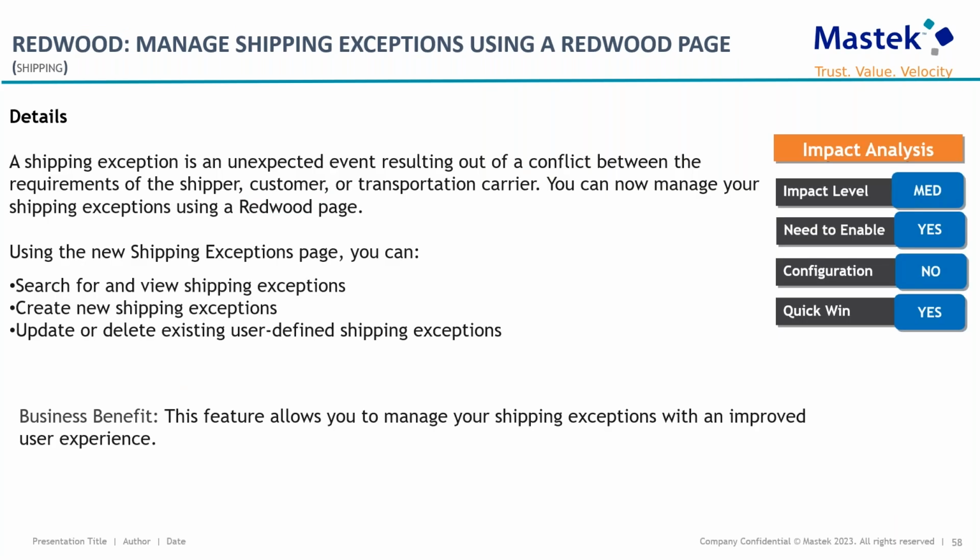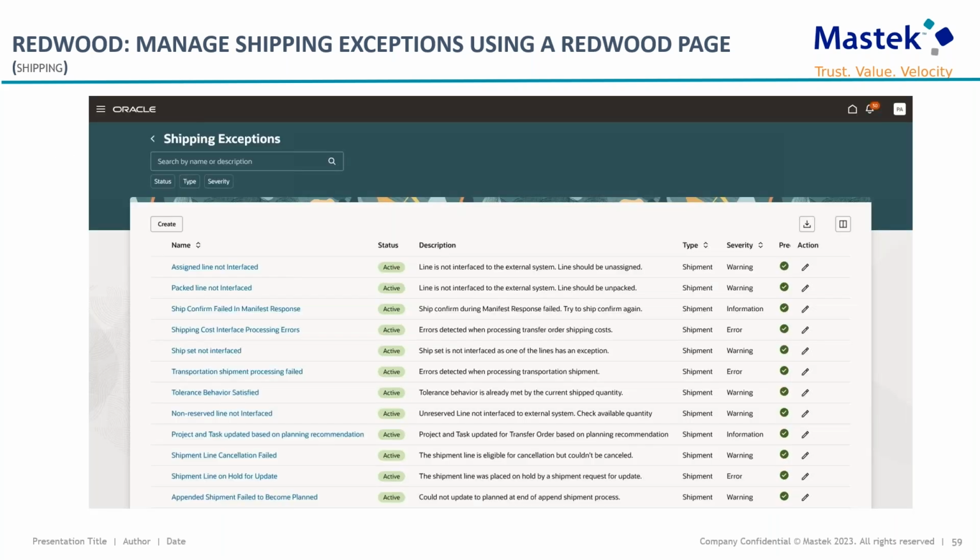New feature, which is manage shipping executions using a Redwood page. Handling unexpected events during shipping just got easier. The new Redwood interface for managing shipping executions brings a modern, streamlined experience to the setup and maintenance work area. You can quickly search, create, and update the exceptions, whether they are related to shipments, picking, or batch processes as well.